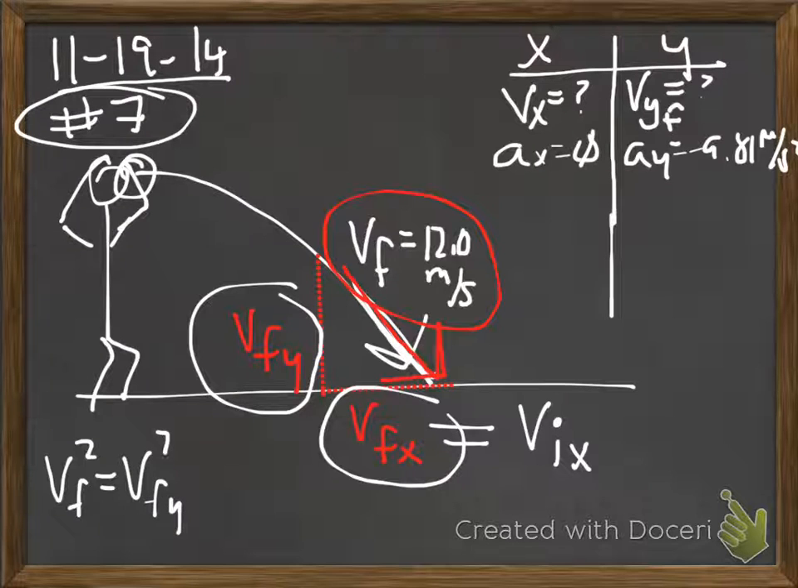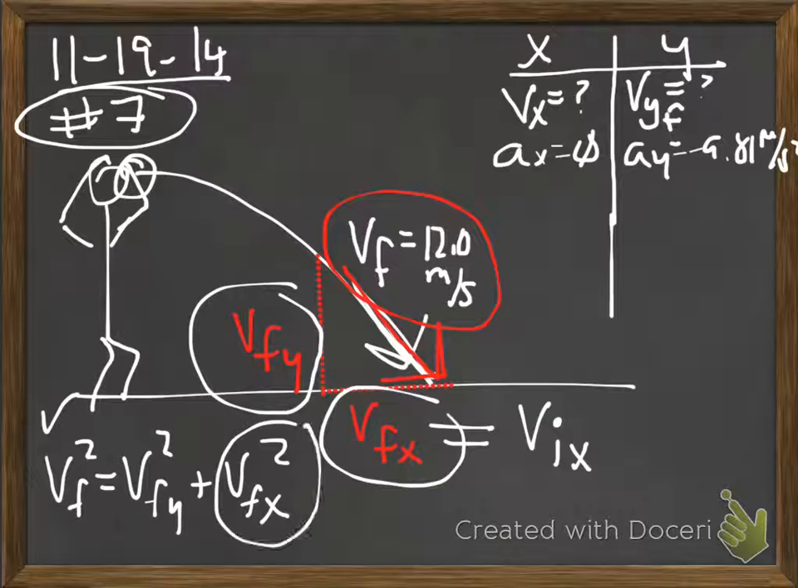Try this. Vf squared equals Vfy squared plus Vfx squared. There, no square root. We're not solving for Vf. We're given that. So that's good. We have this and we want this. What we need to do is create some kind of expression that will get us this.